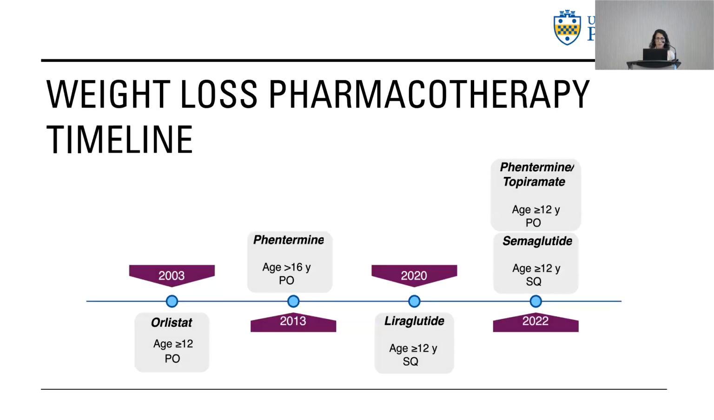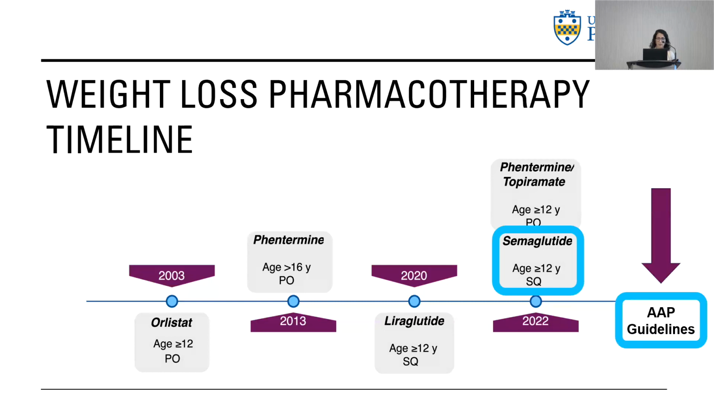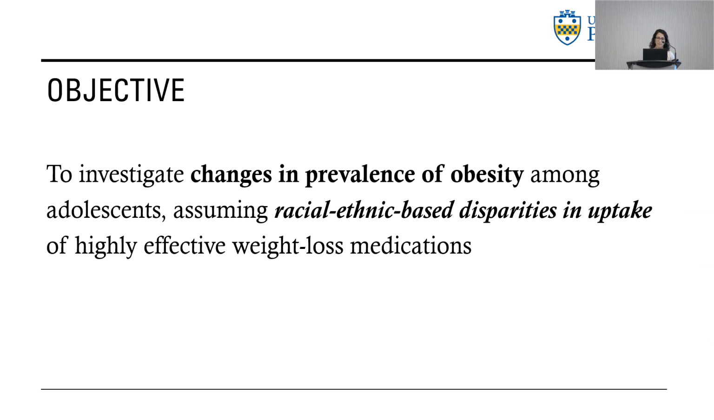But it was introduced in the setting of increasing availability and approval of weight loss medications for children. So 2 decades ago, orlistat was the first medication approved in children for weight loss. But more recently, 2 glucagon-like peptide-1 receptor agonists, liraglutide and semaglutide, were approved for use in children and represent a paradigm shift due to their improved efficacy versus orlistat. And so it was soon after the approval of semaglutide for youth that the AAP released their guidelines.